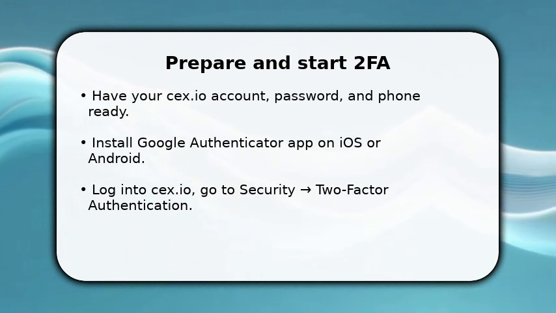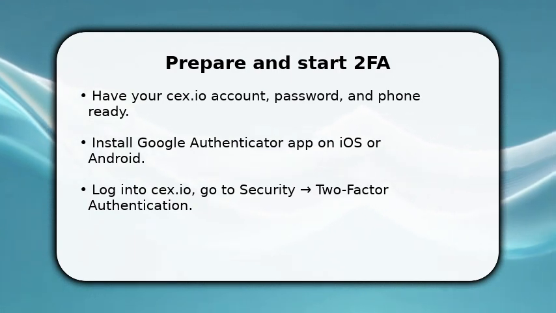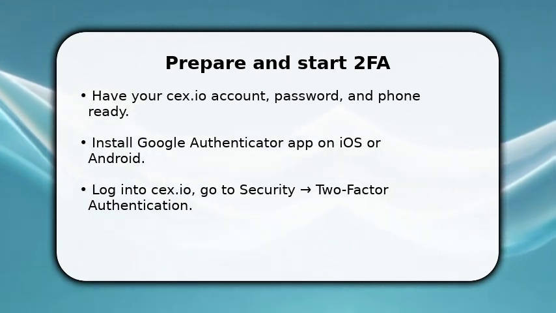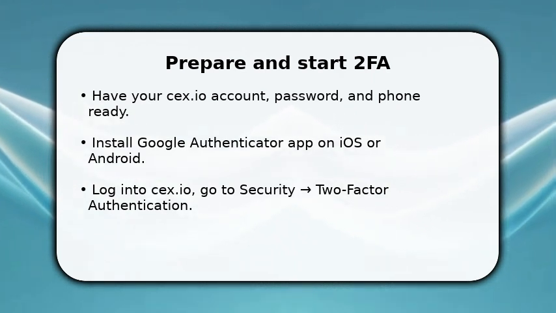Once you tap to set up the app, SEX, EO will show a QR code and a backup key. Scan the QR code with Google Authenticator immediately or copy the backup key into the app. Make sure your phone clock is set to automatic time for accurate codes.